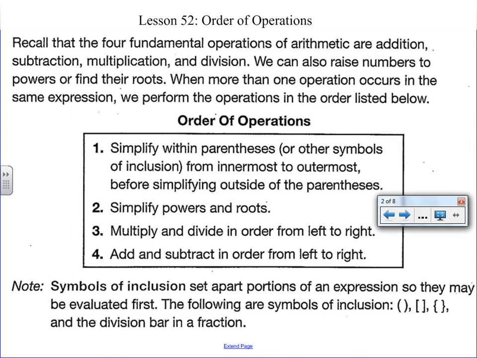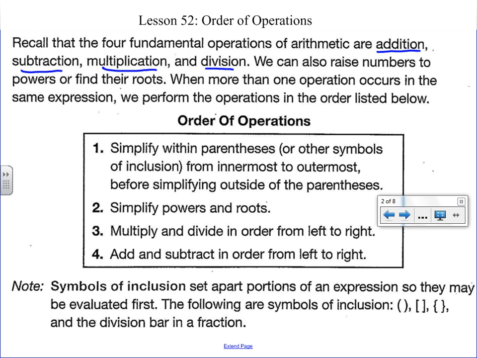Lesson 52, Order of Operations. What we're talking about today is a very important lesson to your math career. Okay, there are a lot of problems that you can't do if you don't understand order of operations and know what order you should do your operations in. So, recall that the four fundamental operations of arithmetic are addition, subtraction, multiplication, and division. We can also raise numbers to powers or find their roots. When more than one operation occurs in the same expression, we perform the operations in the order listed below.